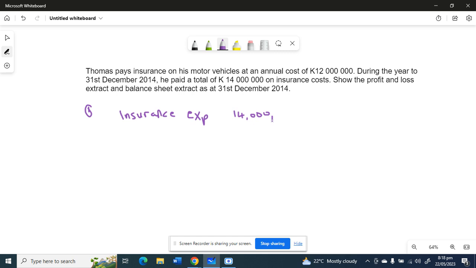So basically the method we're using for the prepaid expenses is the expense method. This is where we determine the prepayment and we also find out how much of the money has been used. So insurance expense, we debit 14 million, and we credit the cash account 14 million. Remember, cash is an asset, and a decrease in an asset, you credit.